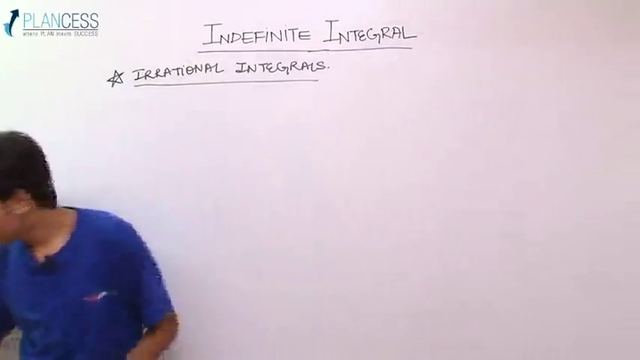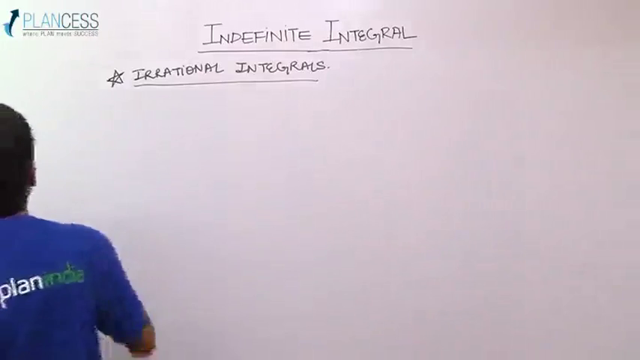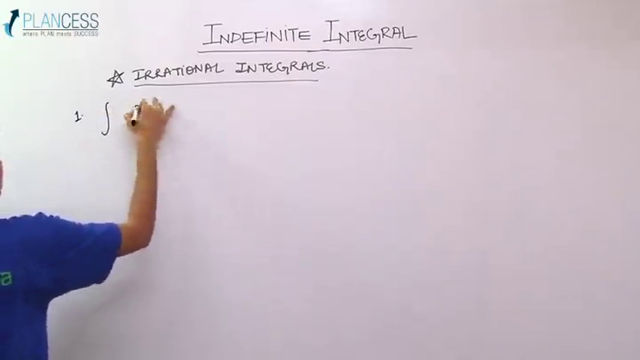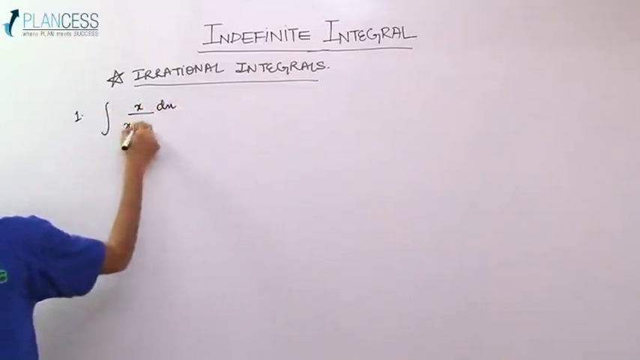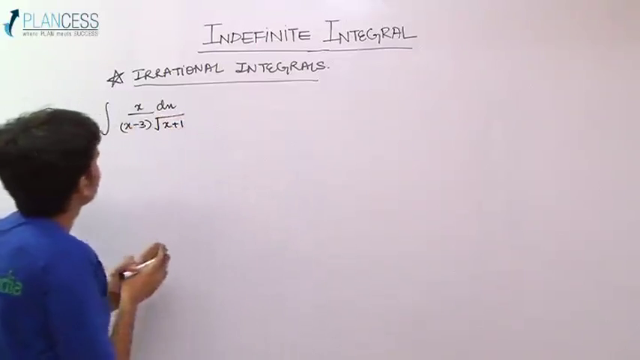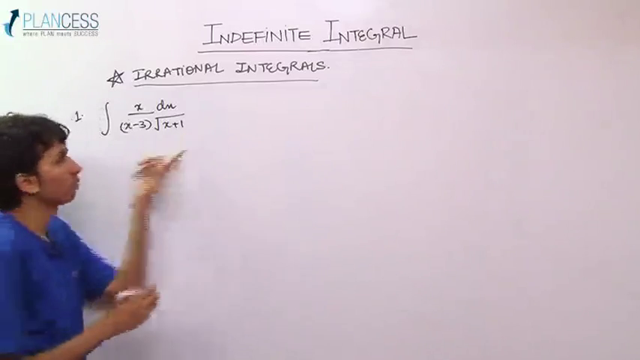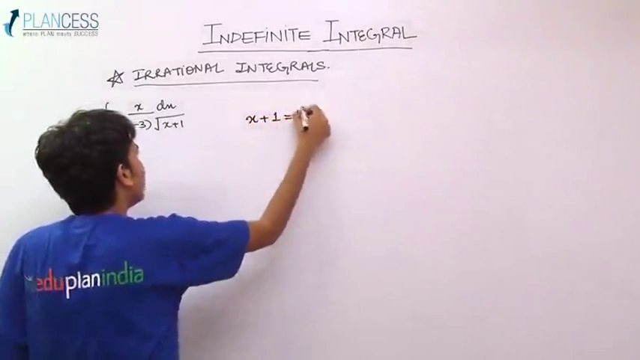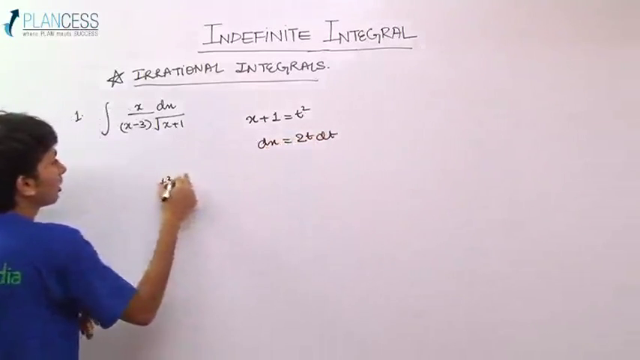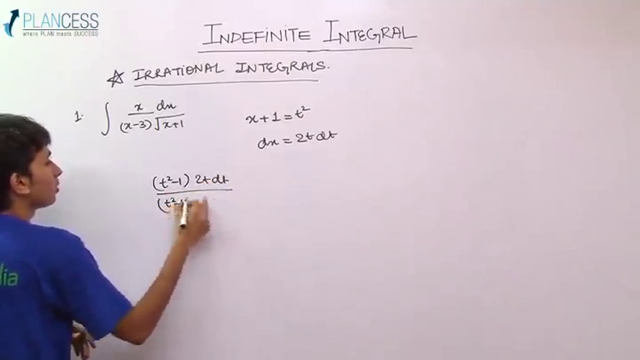Okay, so let's take an example to see how to use it. So the first example is this: integral of x dx upon (x minus 3) root of (x plus 1). Seeing that this is not one of the general formats, what I'm going to do here is, seeing that this root is creating a problem, a valid substitution might be this: let root of (x plus 1) be t. So I have dx equal to 2t dt, and x is nothing but t square minus 1. So dx is 2t dt, upon x minus 3, which is t square minus 4, and this is nothing but t.